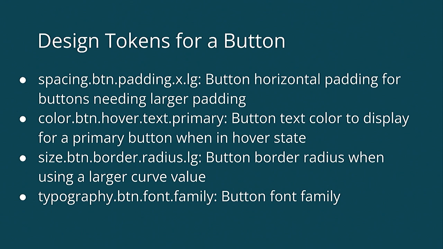Then you have the button hover text primary. So what is the text color of a primary button when you're hovering over it? As you can see, this is pretty granular to what you can do. Then you come to the border radius. Again, I think there's an idea you can get from these examples. There are probably hundreds of design tokens just for the button itself.